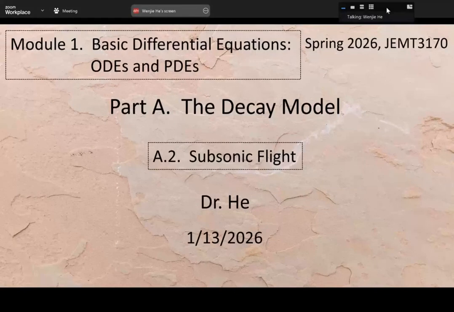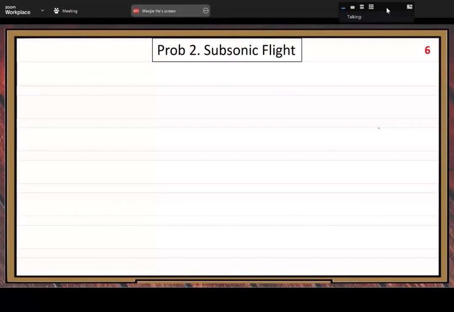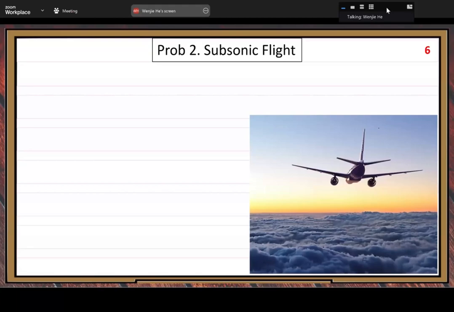The topic, subsonic flight. So under our title, the decay model, this one you can see, the phenomenon is different. It's not radioactivity, different, but it follows the same law. Remember the decay law, so we generalize it. If the function has the same property, then we can apply the same law. All right. First, let me give you the question. Our problem number 2, subsonic flight.